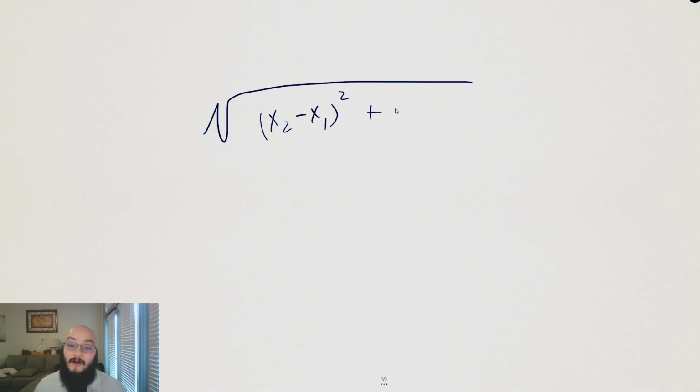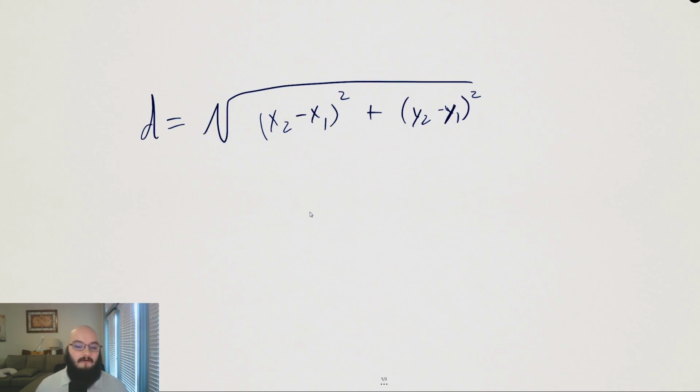So the distance formula you're going to see in class is the square root of (x sub 2 minus x sub 1) squared plus (y sub 2 minus y sub 1) squared. And that's going to be equal to distance. This looks scary. It looks complicated. It looks like there's a lot of steps there. But let's talk about where it comes from.